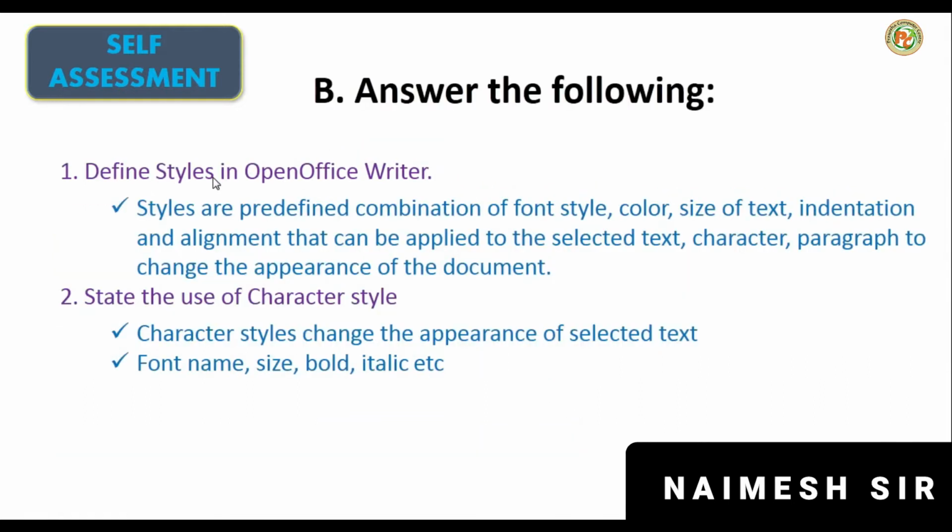Next question answer. Define styles in OpenOffice Writer. Styles are a predefined combination of font styles, color, size of text, indentation, alignments that can be applied to the selected text, characters, paragraphs, or to change the appearance of the document. That is called the styles.